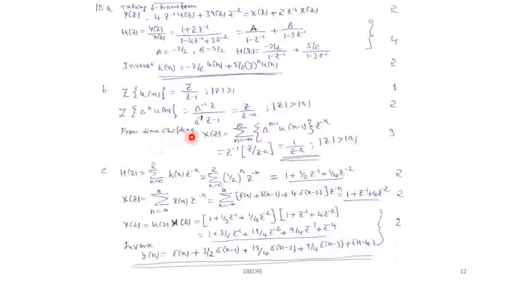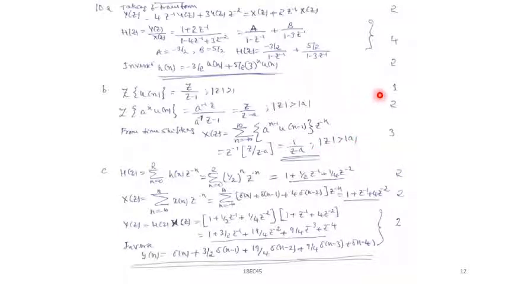Now from the time shifting property you can write x(n) is a to the power n minus 1 into u(n minus 1), right? So we apply the time shifting property. The signal is shifted by 1 unit, so I'll just multiply by z inverse: z inverse into z by z minus a. So z and z inverse get cancelled, and you get the answer as 1 by z minus a, with mod z greater than mod a.